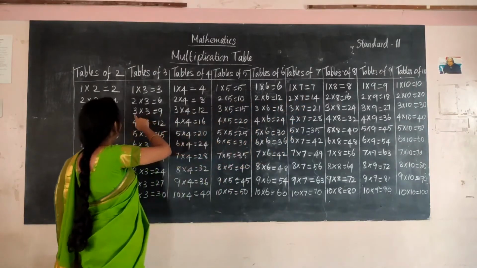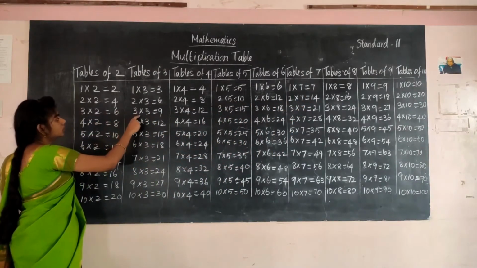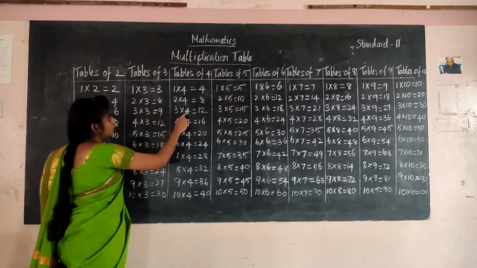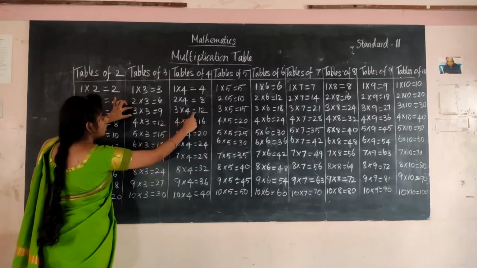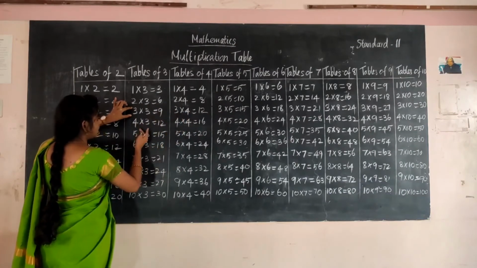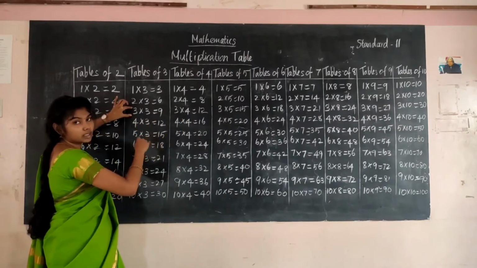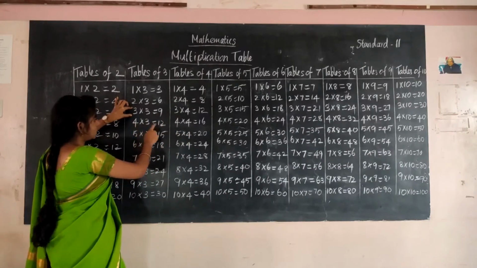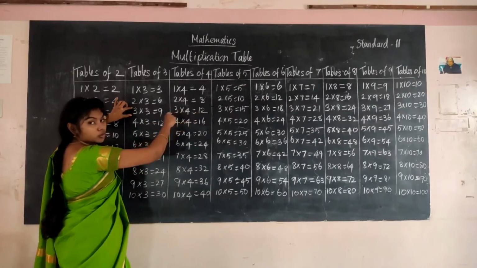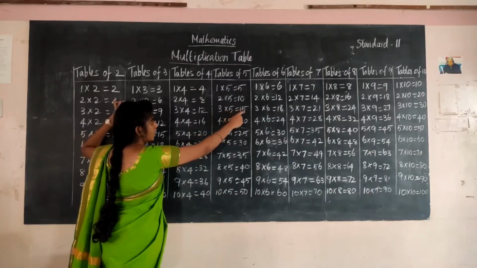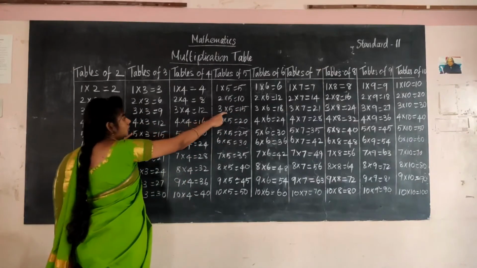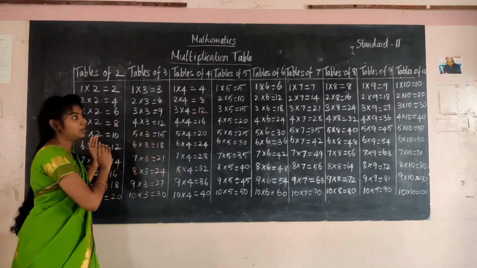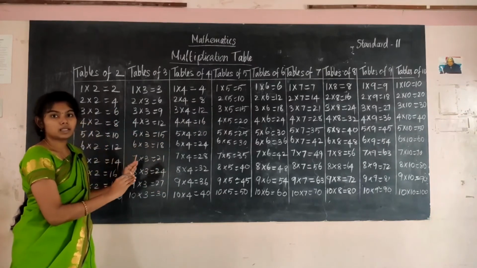See here, the third table. Here will be the third table. 3 3s are, 3 4s are, 3 5s are. See here, 3 3s are 9 and 4 3s are 12. Then if the numbers are interchanged, you will get the same answer. 4 3s are 12 and 3 4s are also 12. See here, 3 5s are 15 and here 5 3s are 15. The same answer for both. Just compare after learning this table. Just compare and see by yourself.